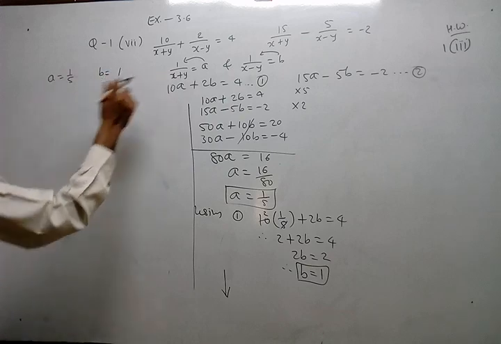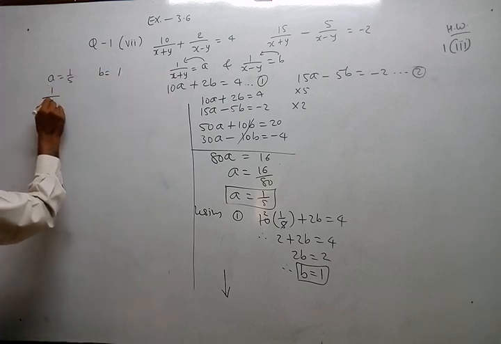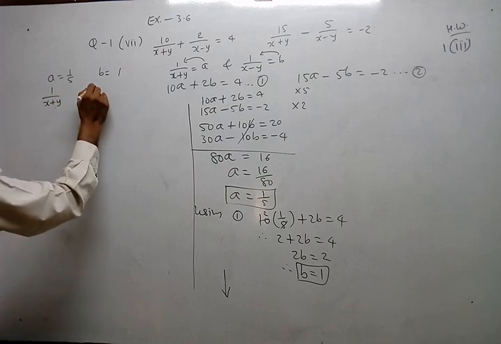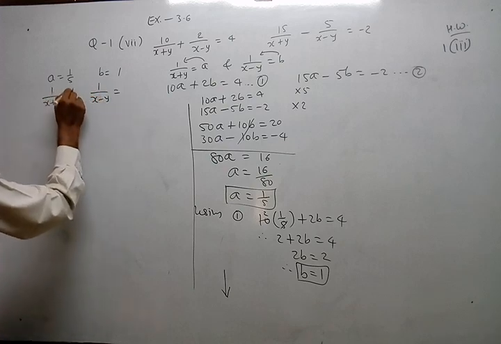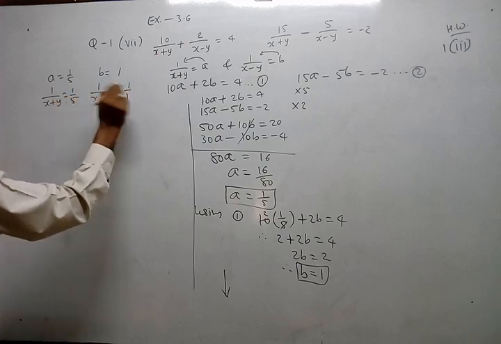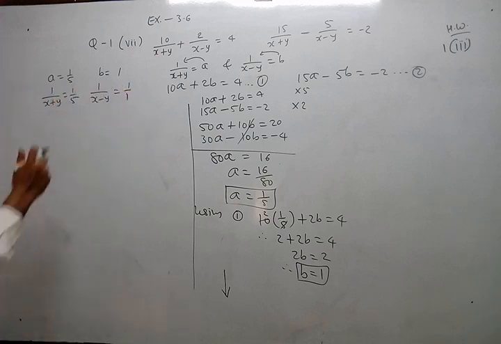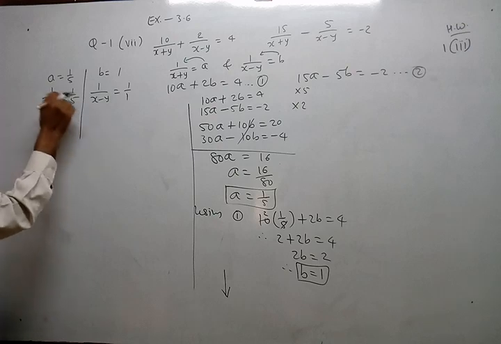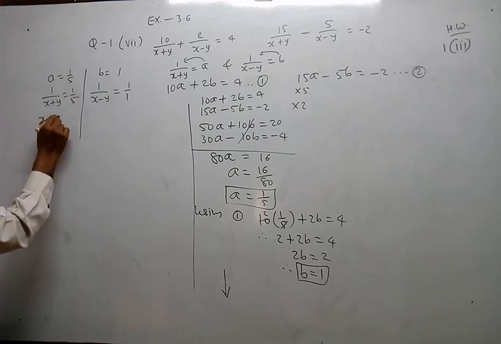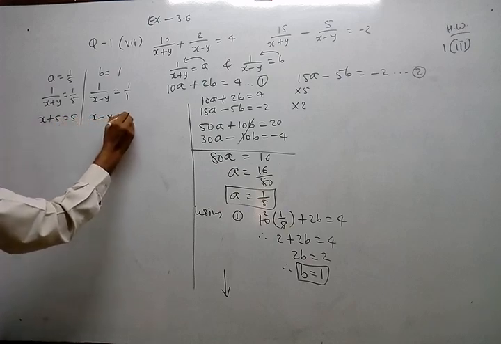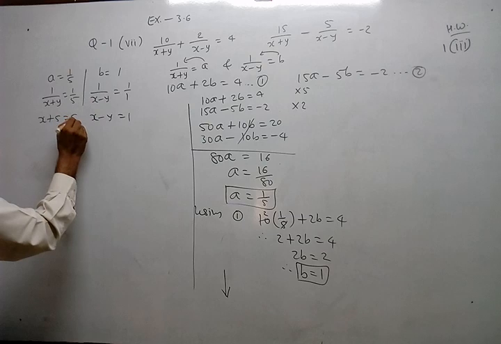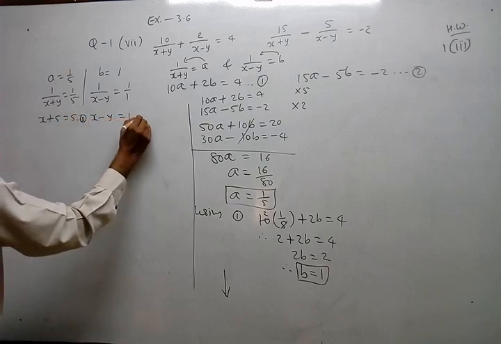But instead of a, write down 1 upon x plus y. And here write down 1 upon x minus y. This is 1 by 5. It is 1 by 1. Okay. Now, either take the inverse or cross multiply. So x plus y equal to 5 and x minus y equal to 1. So again, we get two new equations, 3 and 4.